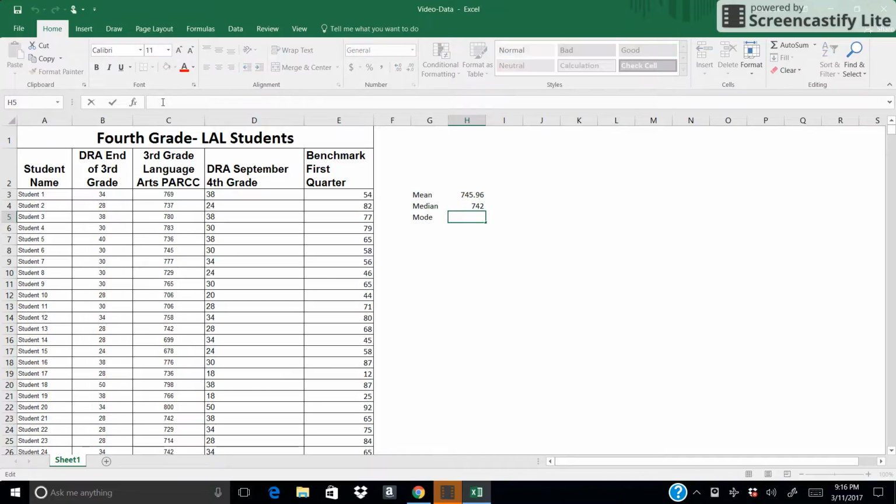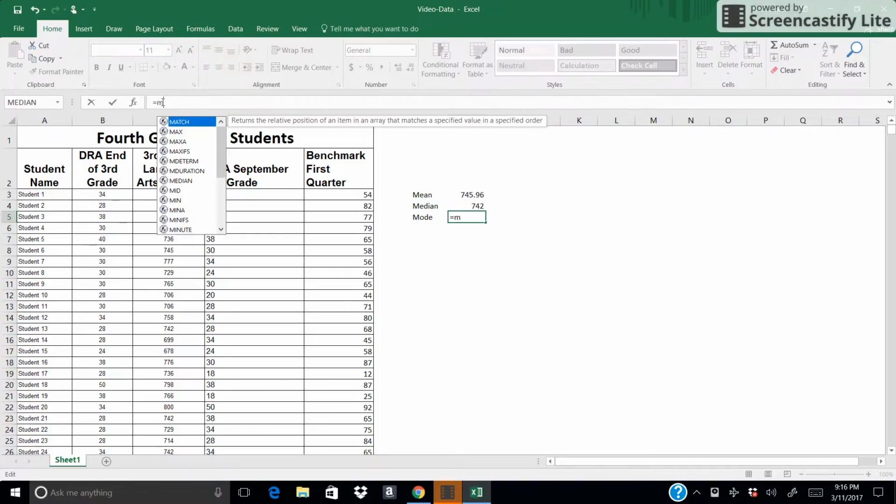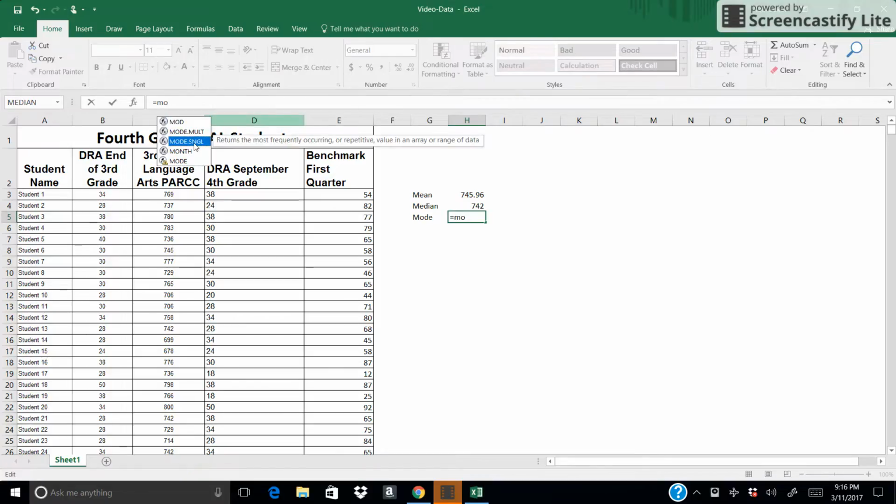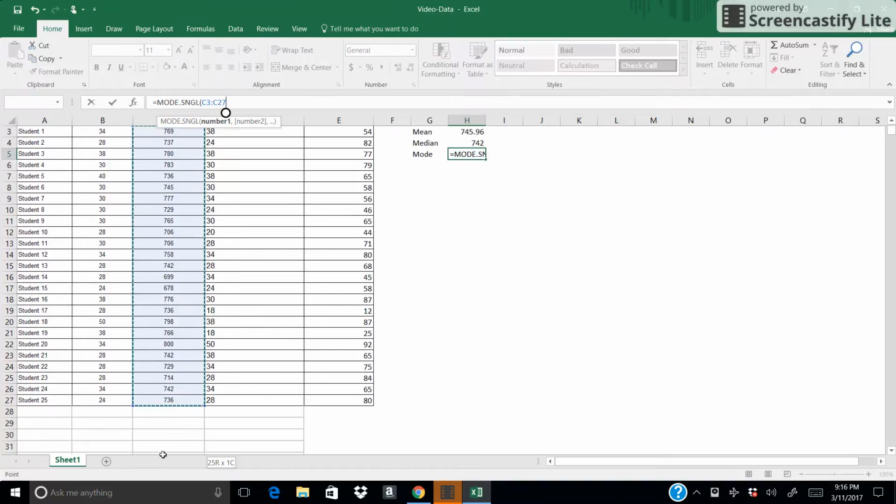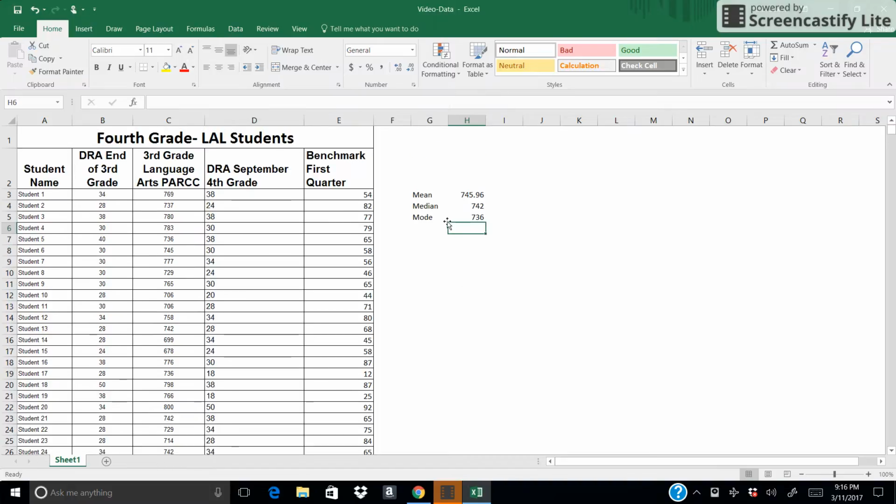We're going to go up to the top, click formula, equals, start to type in mode, and again, we're going to go to our third grade language arts PARCC scores and highlight our data set. All 25 students, close the parentheses, and click enter. Excel makes it very easy and user-friendly to find the mean, median, and mode.